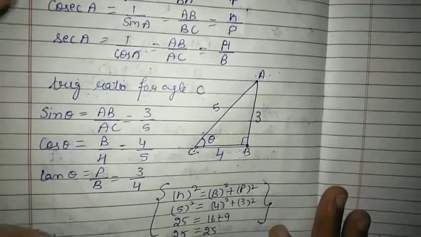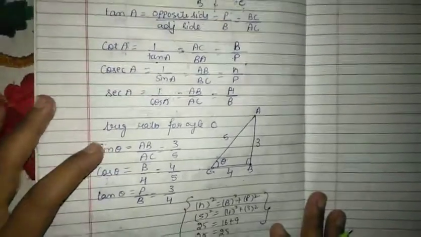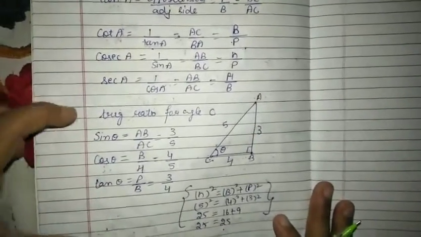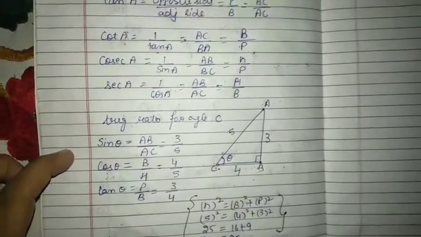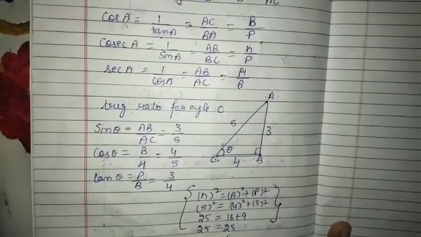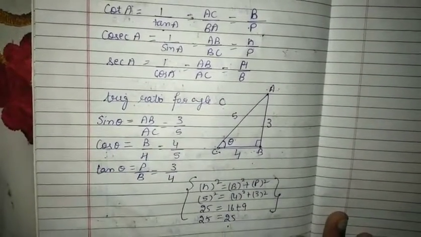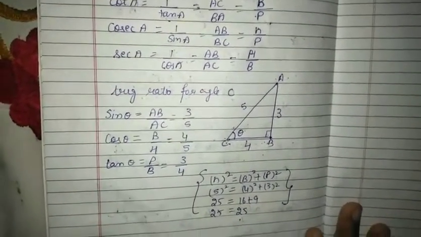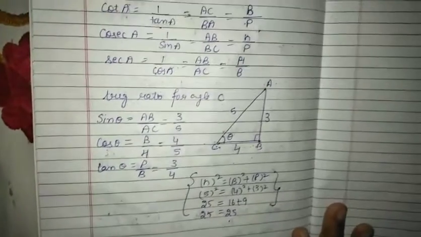I hope today we have done the trigonometric ratios and one example of these trigonometric ratios, that is, how we can find trigonometric ratios. I hope you understand this, and in the next video we will do some examples of exercise 8.1.